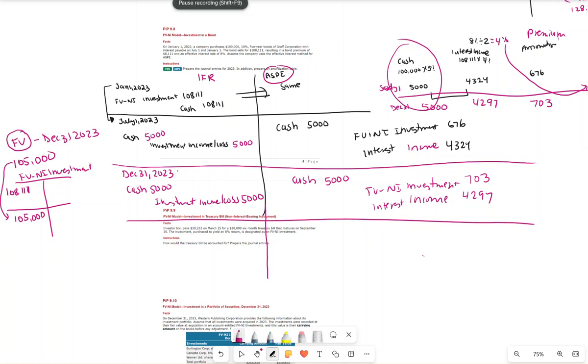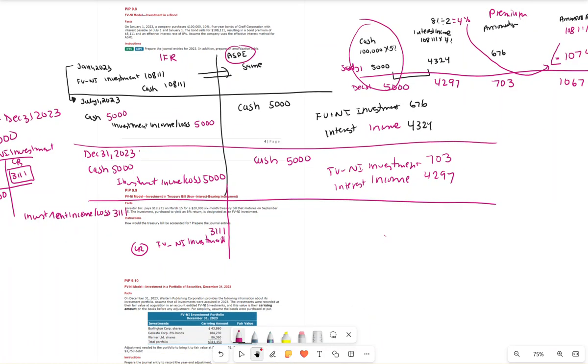So it went down. How much did it go down by? 311. How did I do it? The difference between those two numbers. If you look at it, I need to put a credit. What will be my credit? Fair value net income investment. That will be my credit, and it will be 311. What would I debit? My debit will be my investment income slash loss, and that will be 311.